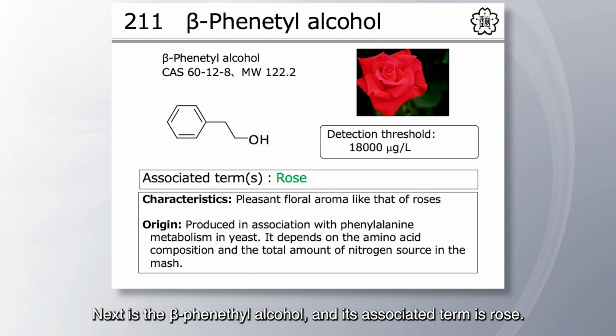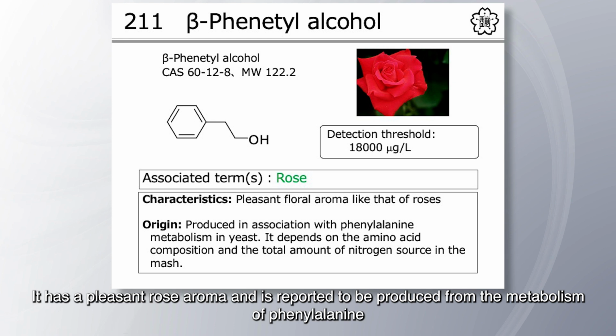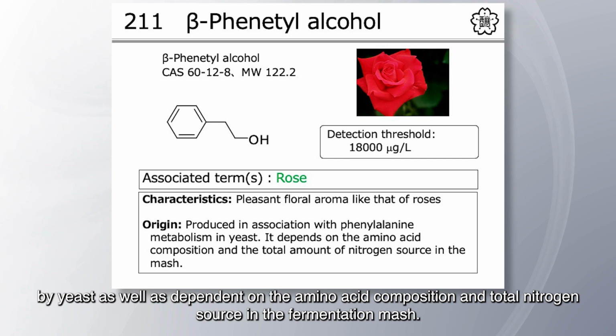Next is the beta-phenethyl alcohol, and its associated term is rose. It has a pleasant rose aroma and is reported to be produced from the metabolism of phenylalanine by yeast as well as dependent on the amino acid composition and total nitrogen source in the fermentation mash.